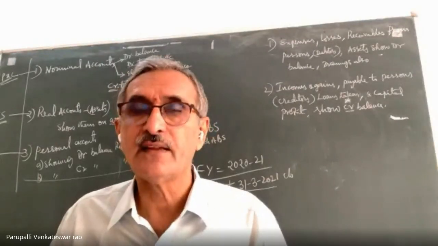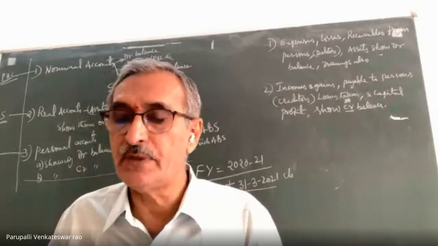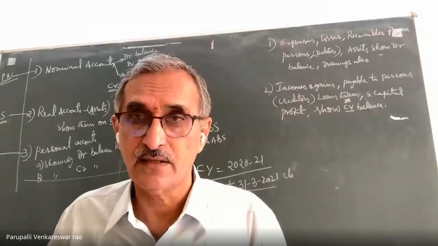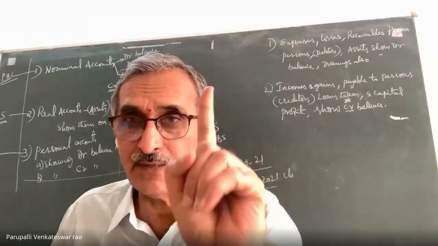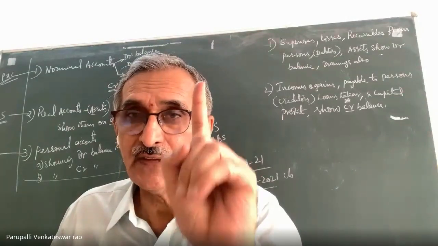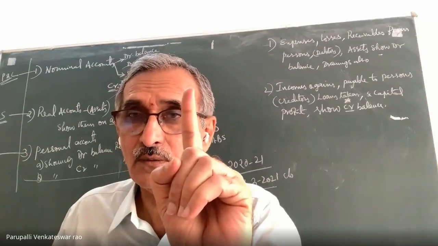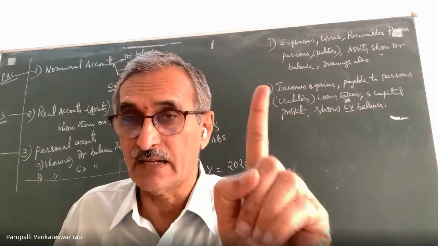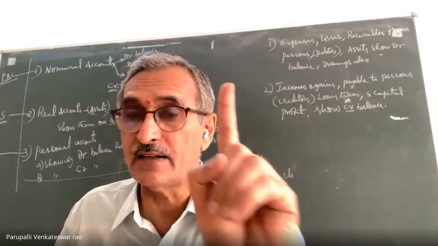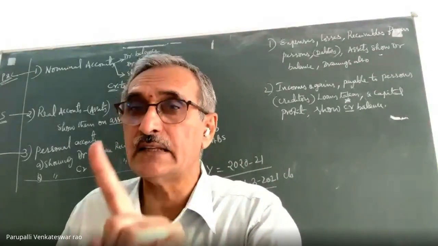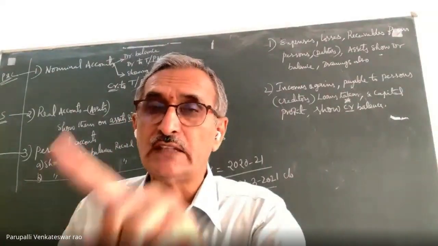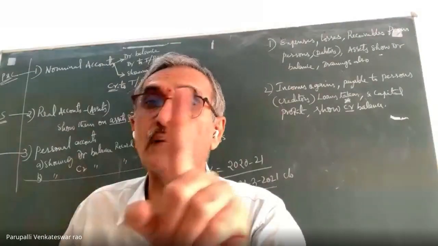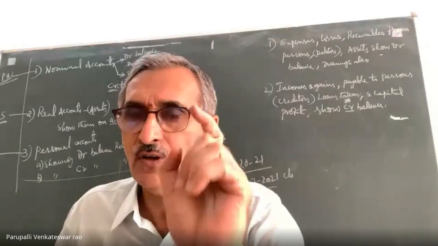That will be credited. So the difference between debit and credit will be net profit or net loss. If the credit side, the income side, is more than the expenditure, it is a net profit. If expenditure, the debit side, is greater than income, then it is called net loss. So this loss or profit will be transferred to capital account.